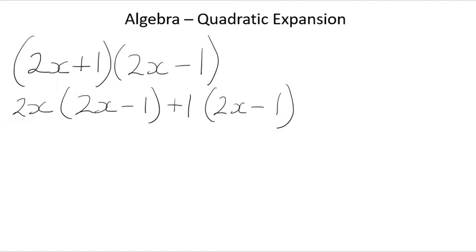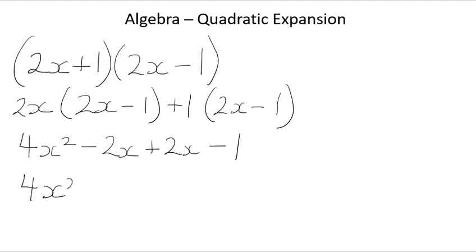So 2x times 2x will give us 4x squared, and then 2x times -1 will give us -2x, and then 1 times 2x will give us plus 2x, and then 1 times 1 will give us -1. And so when we simplify, we get 4x squared. -2x plus 2x will cancel each other out, and we have -1. So that's what we get here.